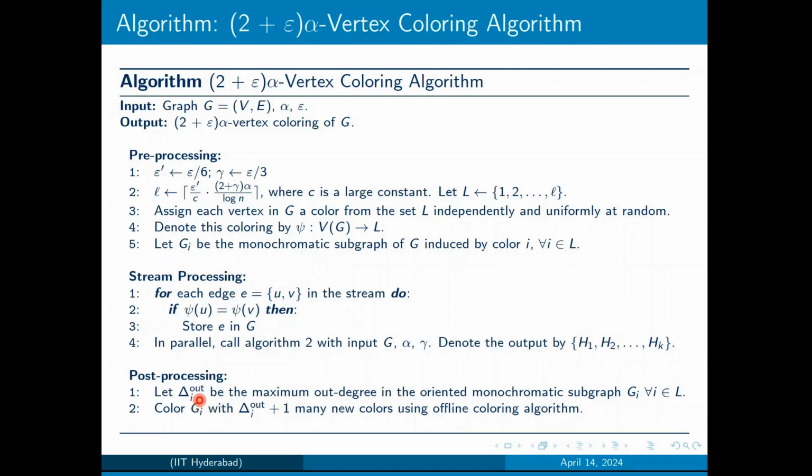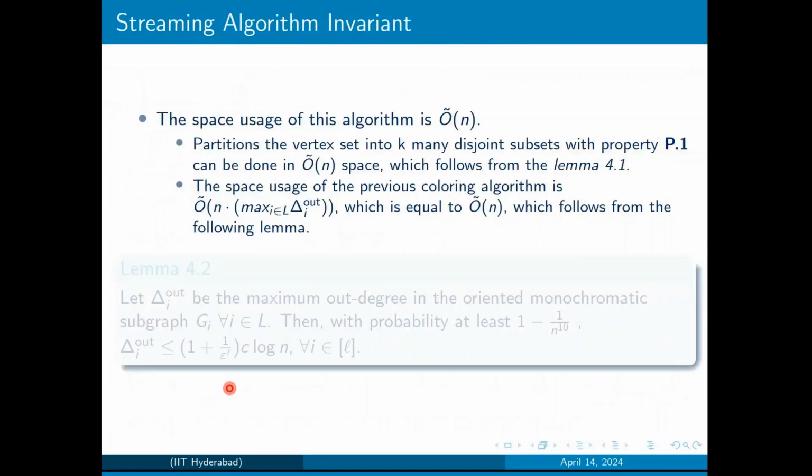Now, in the offline setting, we will color all the vertices in each monochromatic subgraph, because we know that if a graph has delta out as its out degree, then we can color that graph using delta out plus one colors. There is an offline algorithm to color that graph. So this is the main coloring algorithm. Now we have to show that this algorithm maintains the streaming algorithm invariant. What is the streaming algorithm invariant? It's nothing but the space complexity. Within n polylog n space, we have to do all those things.